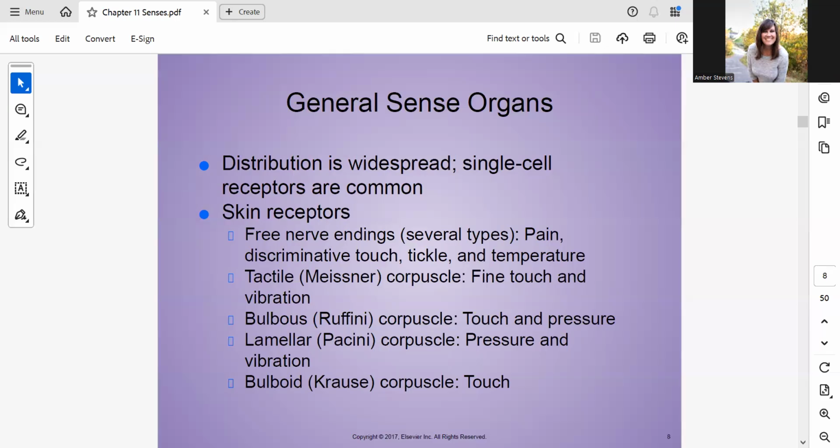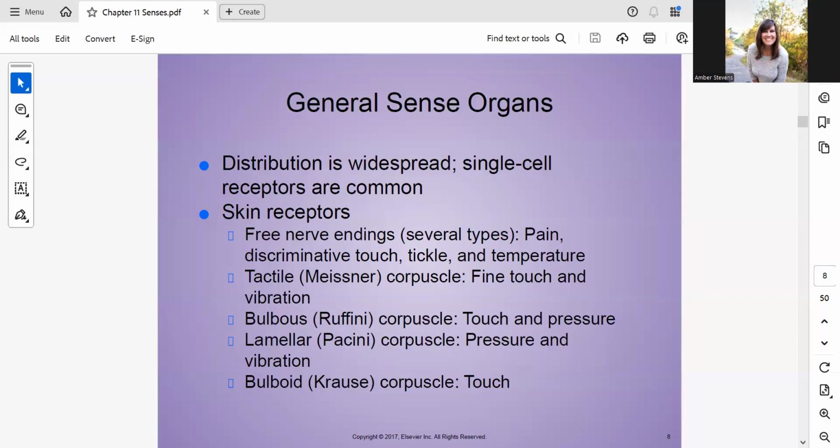Our skin receptors: you have your free nerve endings, of which there are several different types. They can be pain, discriminative touch, tickle, temperature. These nerve endings in the skin detect sharp pain when you accidentally touch something sharp, or extreme cold when you hold ice. So tactile is the Meissner corpuscle. This is fine touch and vibration. So an example would be receptors of the fingertips that can detect texture or soft fabrics.